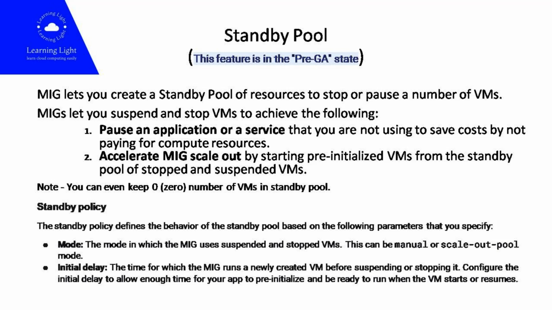The standby policy defines the behavior of the standby pool, the mode in which the MIG uses suspended and stopped VMs. This can be manual or scale-out pool mode. In manual mode, you have full control over which VMs are stopped and suspended, and the MIG manual mode is the default mode of the standby pool. In scale-out pool mode, the MIG uses the VMs from the standby pools to accelerate the scale-out by resuming or starting them. Then, the MIG automatically replenishes the standby pool with new VMs to maintain the target sizes.